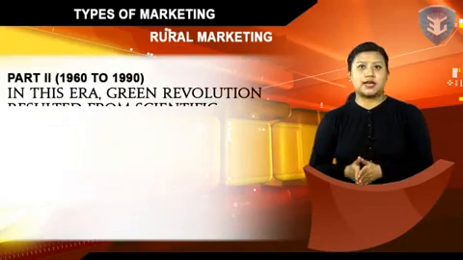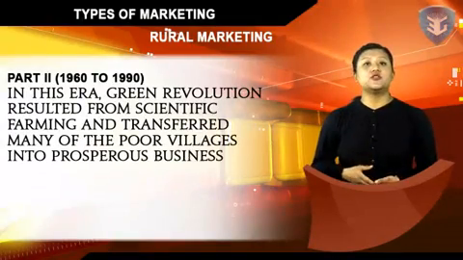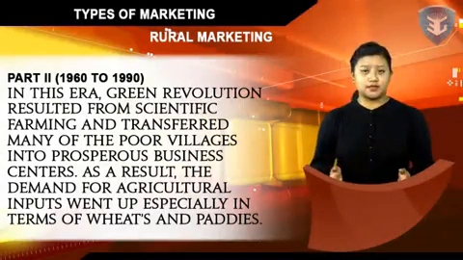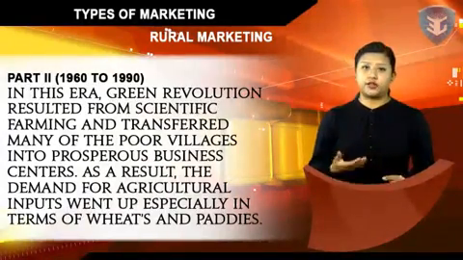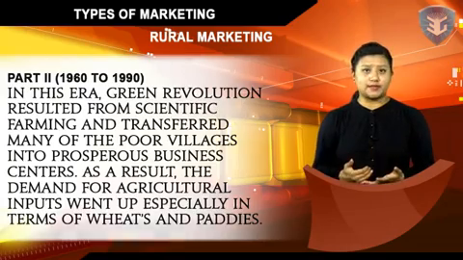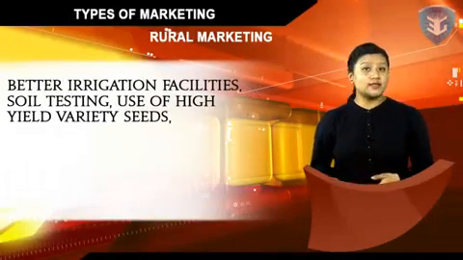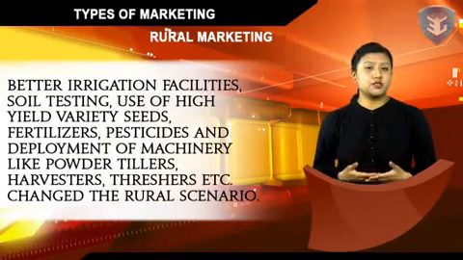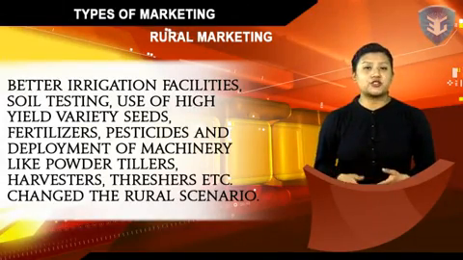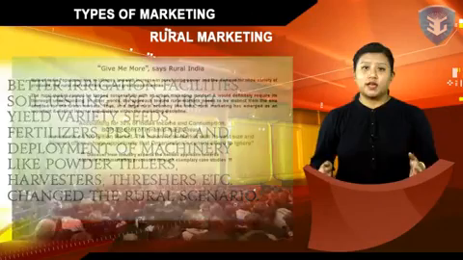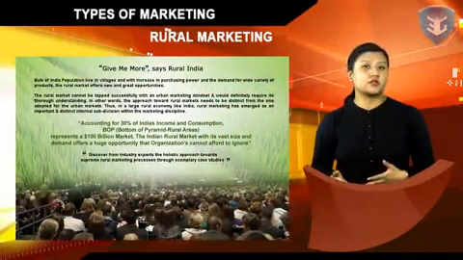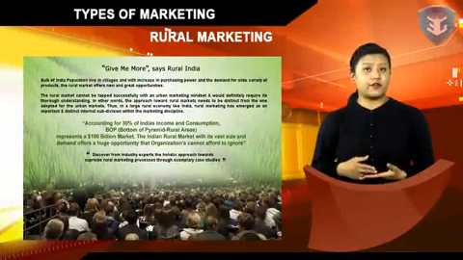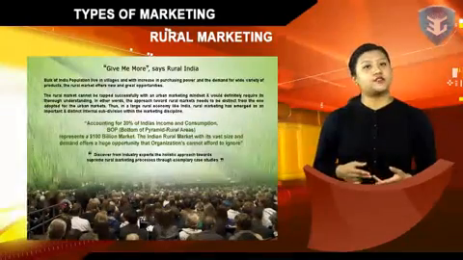Part 2, 1960 to 1990. In this era, Green Revolution resulted from scientific farming and transformed many of the poor villages into prosperous business centers. As a result, the demand for agricultural inputs went up, especially in terms of wheat and paddy. Better irrigation facilities, soil testing, use of high-yield variety seeds, fertilizers, pesticides and deployment of machinery like power tillers, harvesters, threshers, etc. changed the rural scenario. In this context, marketing of agricultural inputs took importance. Two separate areas of activities had emerged during this period: marketing of agricultural inputs and the conventional agricultural marketing.